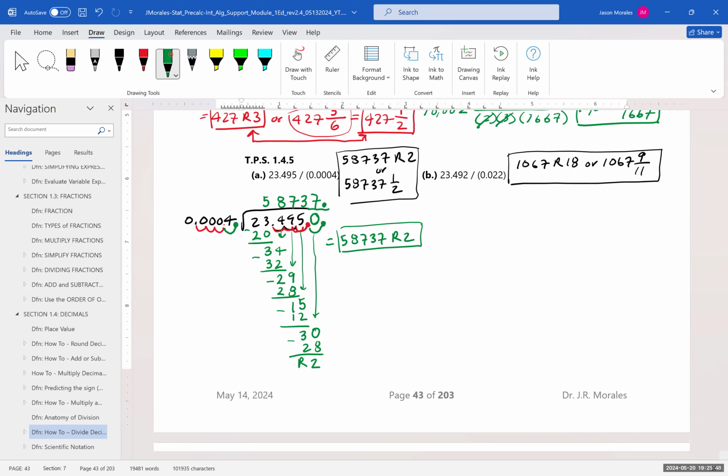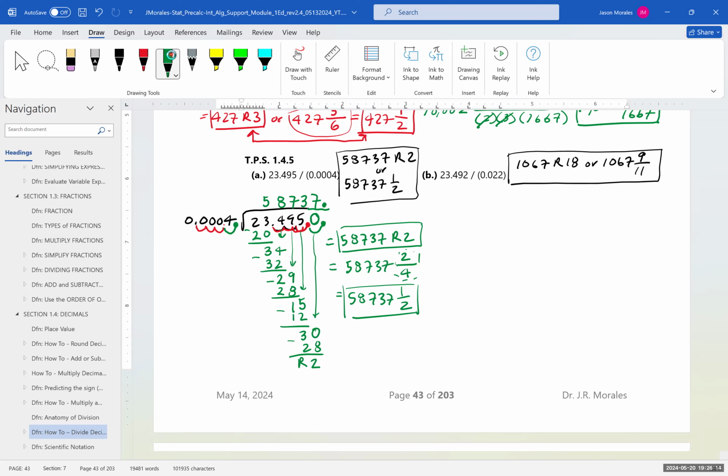Okay, that's expressing it in one form. Or 58,737 with our remainder on top and our divisor on the bottom. And 2 over 4 can be reduced. So we've got 58,737, and that 2/4 can be reduced down to 1/2. So that's where the 1/2 came from.